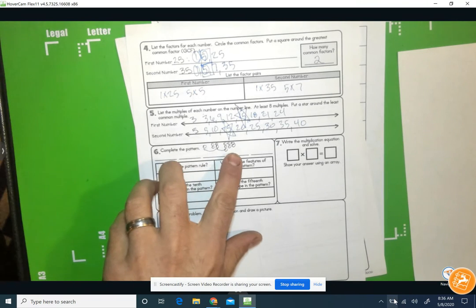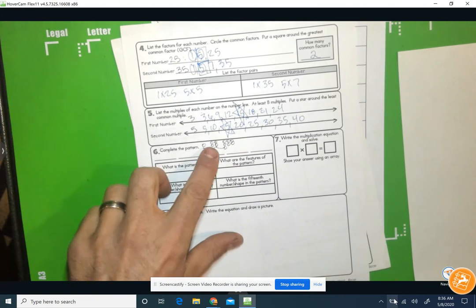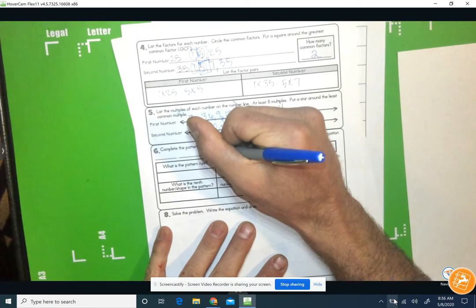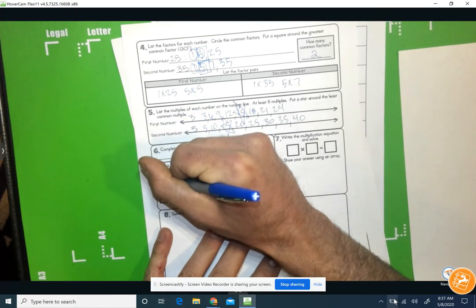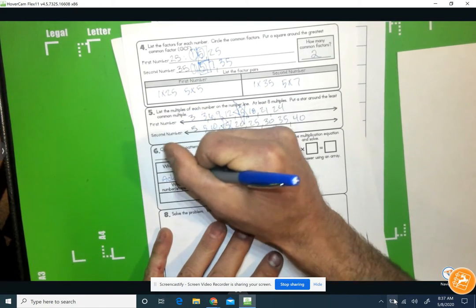1 plus what's going to get me 4? And is that the same thing for 4 plus something giving me 7? 1 plus 3 is 4. 4 plus 3 is 7. So I can assume that my rule is going to be add 3. Okay, what are the features?